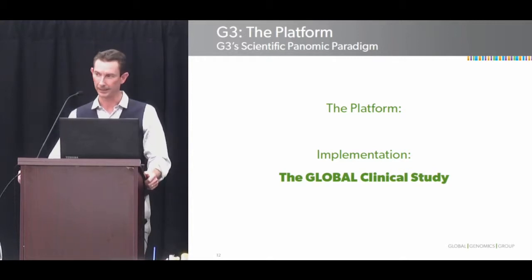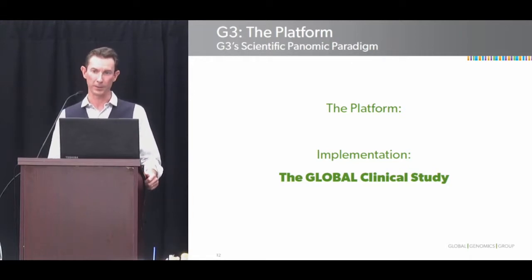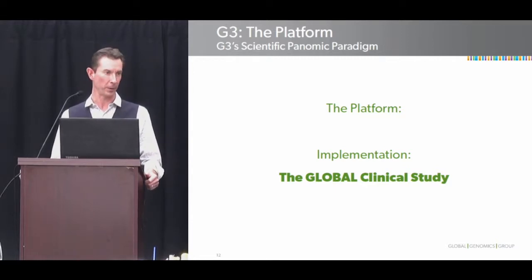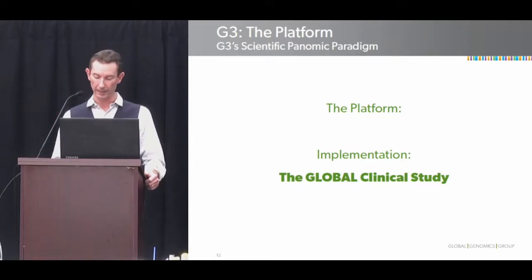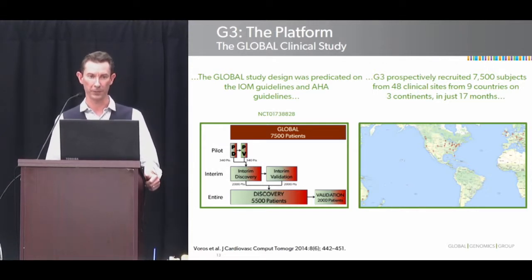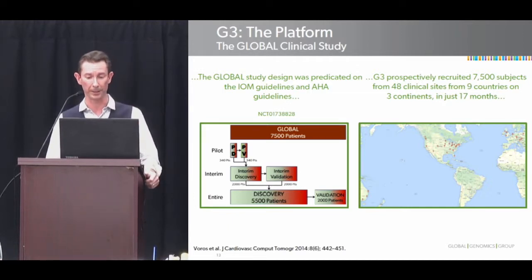Now, we were very focused on quality and execution here, so we did not go to existing biobanks, we did not go to academic consortia. Instead, we were fortunate enough to secure funding to actually do a very large prospective clinical trial in order to gather this data. So we designed our study, which was called the Global Clinical Study, which recruited prospectively nearly 8,000 patients. We designed the study on the basis of the Institute of Medicine guidelines and the AHA guidelines for biomarker discovery, with very specifically pre-designed analysis cohorts that were determined a priori prior to enrolling the patients.